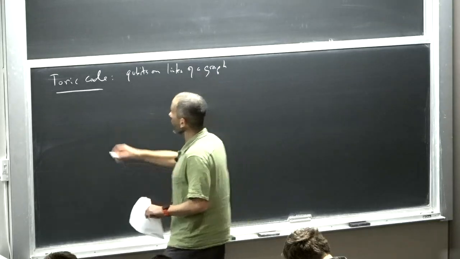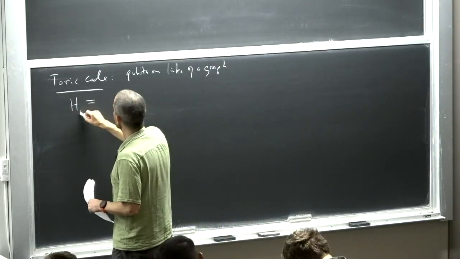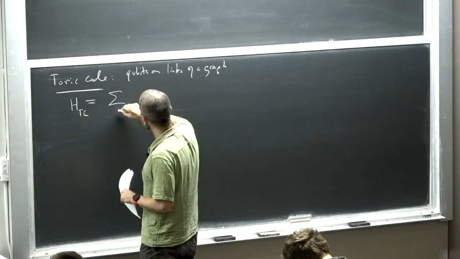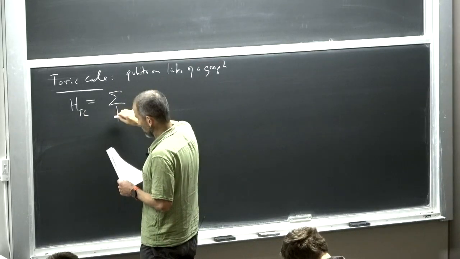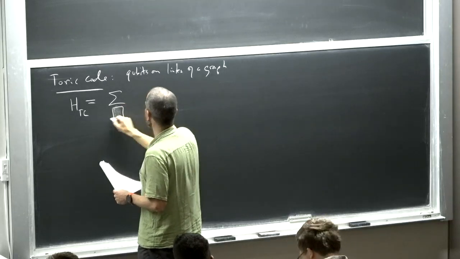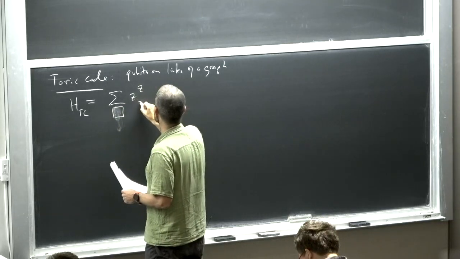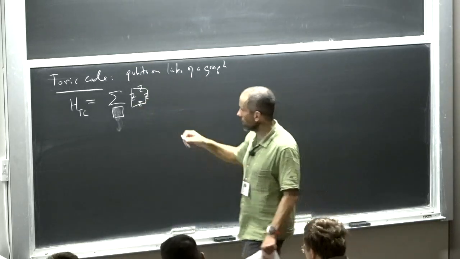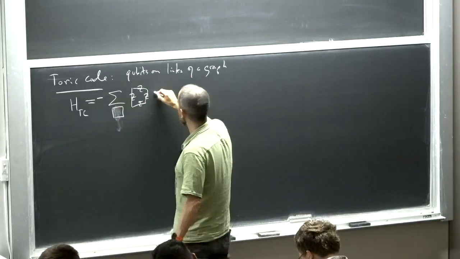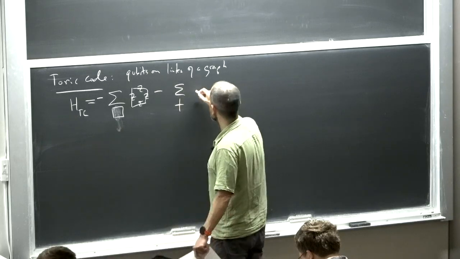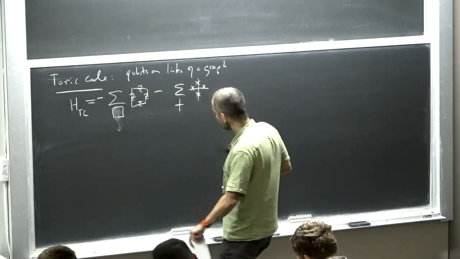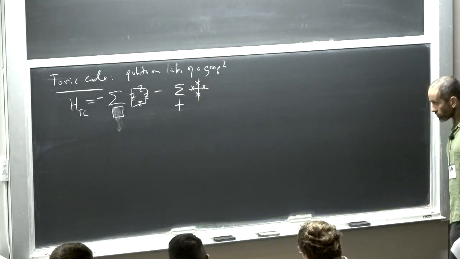But just from that information, we can write the toric code Hamiltonian as a sum over, let's write the plaquette term first, plaquettes of Z, Z, Z, Z around the plaquettes, where Z means sigma z, acting on the indicated qubit. Let's put a minus sign. And a sum over vertices of X, X, X, X, where X means sigma x.